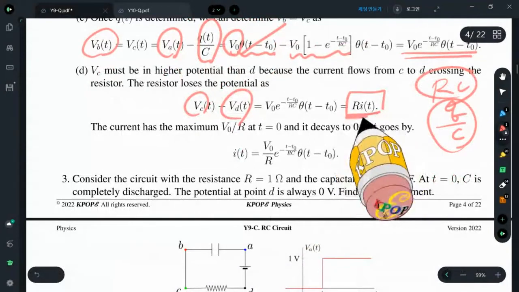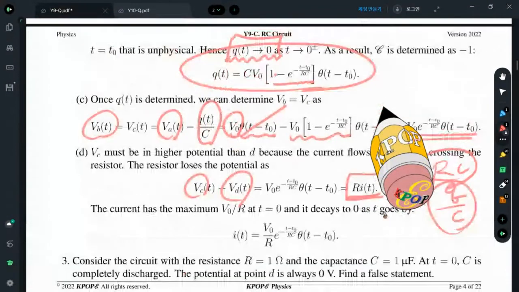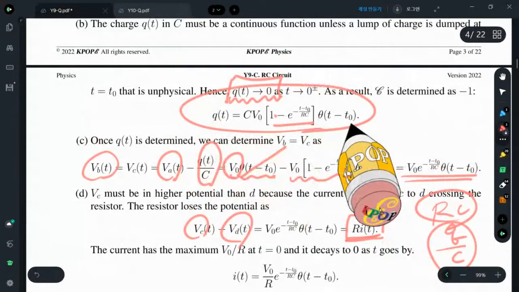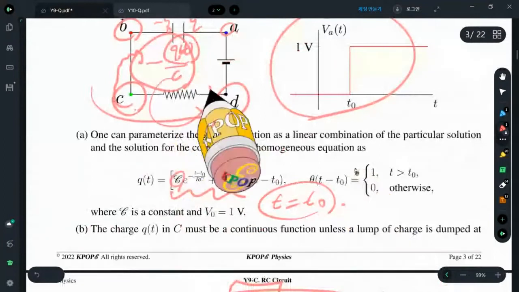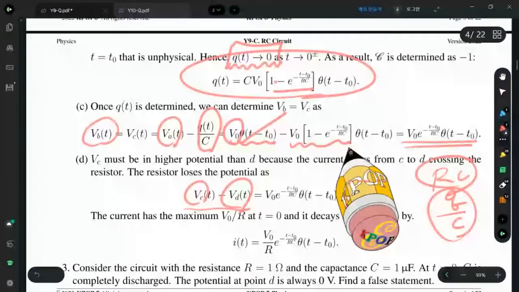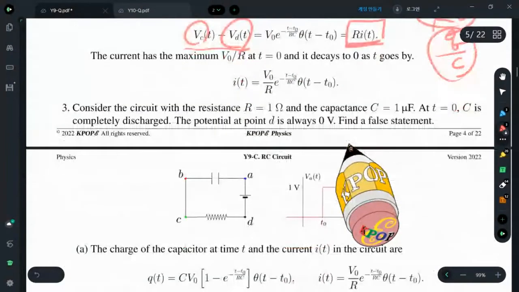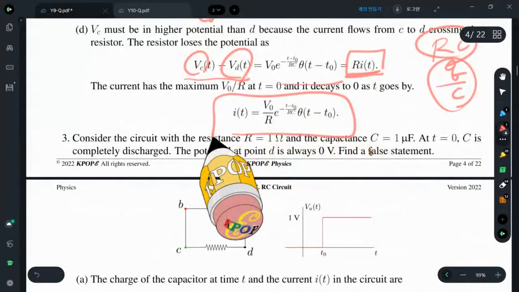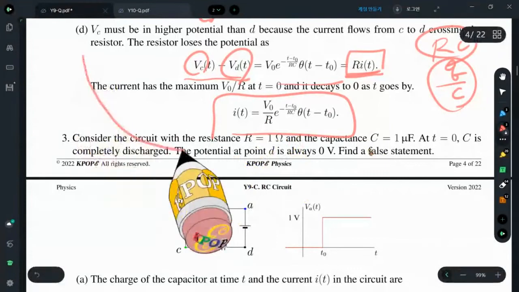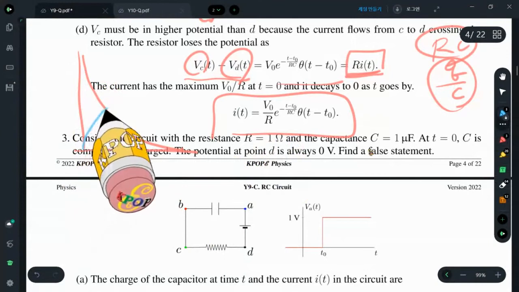Anyway, now you have determined the current. This can be determined by taking the derivative of this. However, we have determined the current in this case by making use of the potential difference between the two terminals of a resistor. So from this, you can see the current decays. Charge at the capacitor increases.